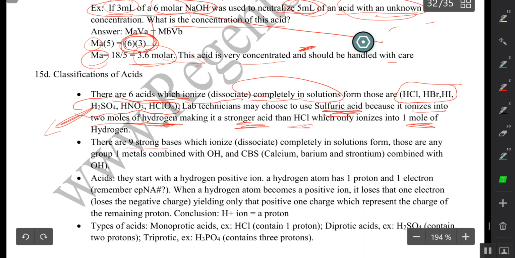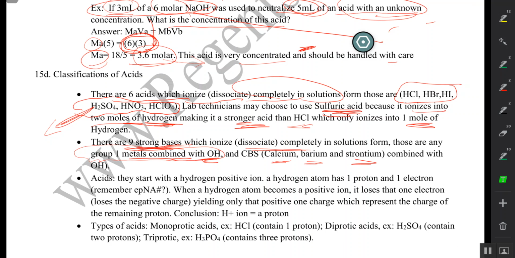There are 9 strong bases you should also be familiar with, and these strong bases will ionize completely in water. So any group 1 metal, when combined with an OH, is going to give you a very strong base. And anytime you have calcium, barium, or strontium combining with OH, you're going to have a very strong base as well.